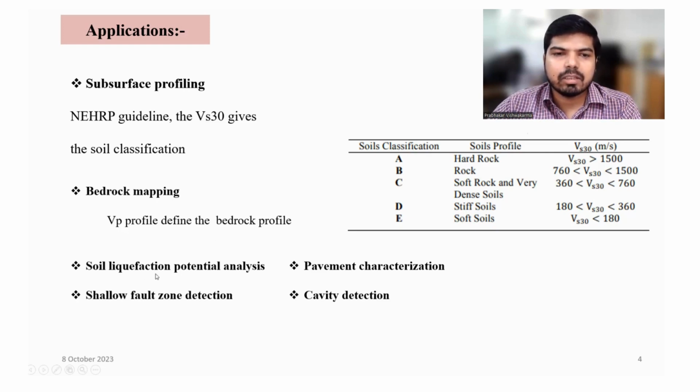We can also estimate the soil liquefaction potential, which I have covered in another video. You can go and watch about the application of MSW, and you will find how it is useful. Other applications are pavement characterization, shallow fault zone detection, and cavity detection. NEHRP has given the guideline for a site. If your VS30 value ranges in these values, you can classify your site based on this given guideline.